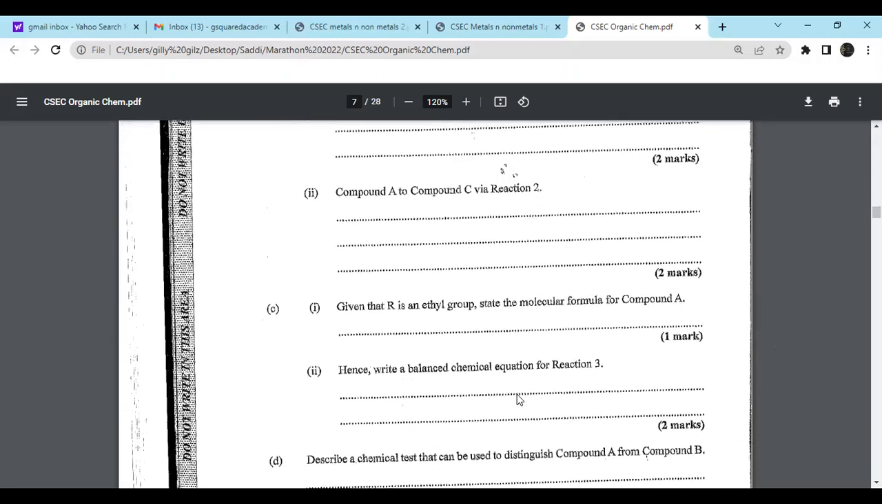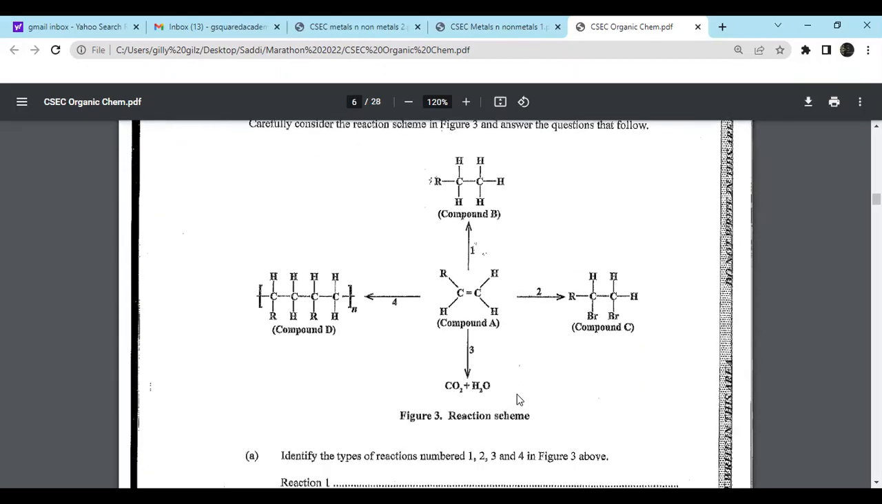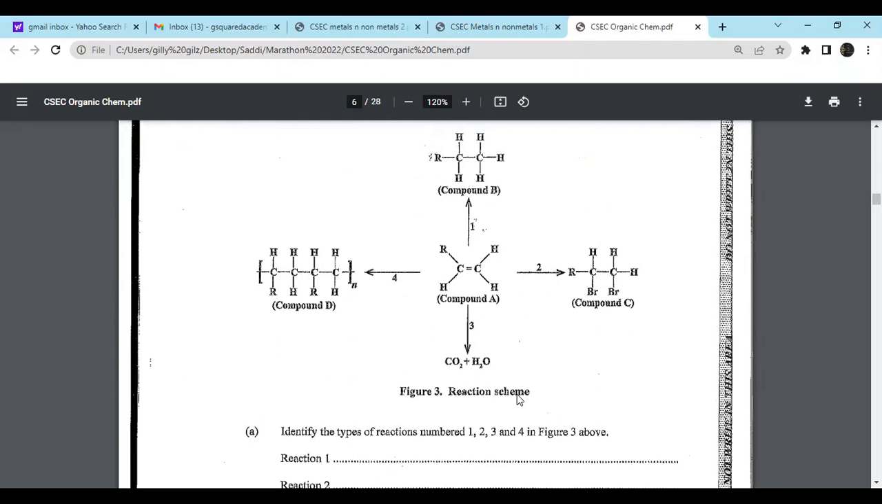All right, so now it says describe a chemical test that can be used to distinguish between compound A and compound B. So we have to go back up. Compound A is an alkene and compound B is an alkane. So how can I distinguish between an alkane and an alkene?